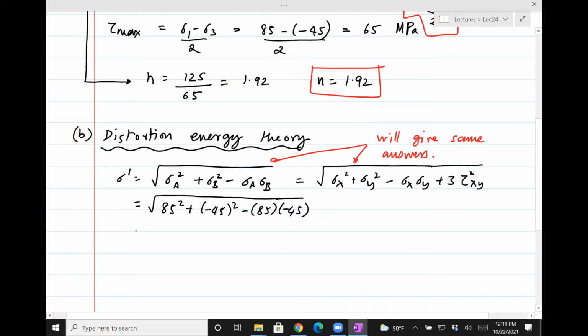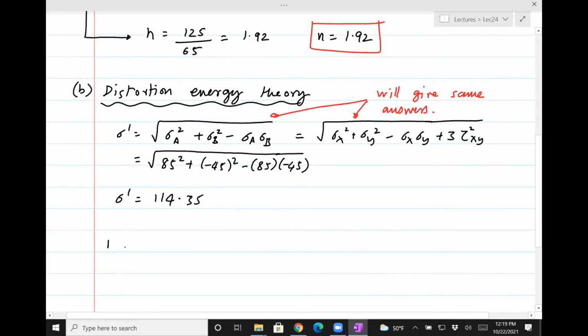Okay, so using this, you get sigma prime equals 114.35. Now when you compute the factor of safety, again, the same definition: max stress divided by allowable stress. Now, the stress you apply here, max stress, is going to be different from the max stress for shear.